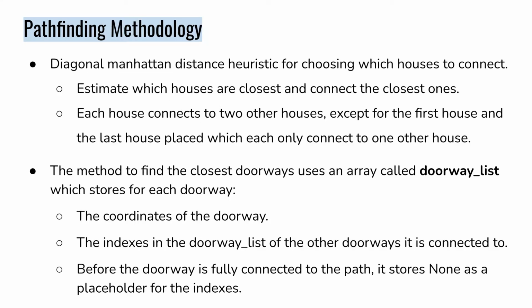In order to choose which houses to connect with paths, we use the diagonal Manhattan distance heuristic to estimate which houses are closest to each other and connect the closest ones. Each house connects to two other houses, except for the first and last houses placed, which each only connect to one other house. The method to do this uses an array called doorway list, which stores for each doorway its coordinates and the indexes of other doorways in the doorway list that it's connected to. Before the doorway is fully connected to the path, it stores none in place of the indexes.